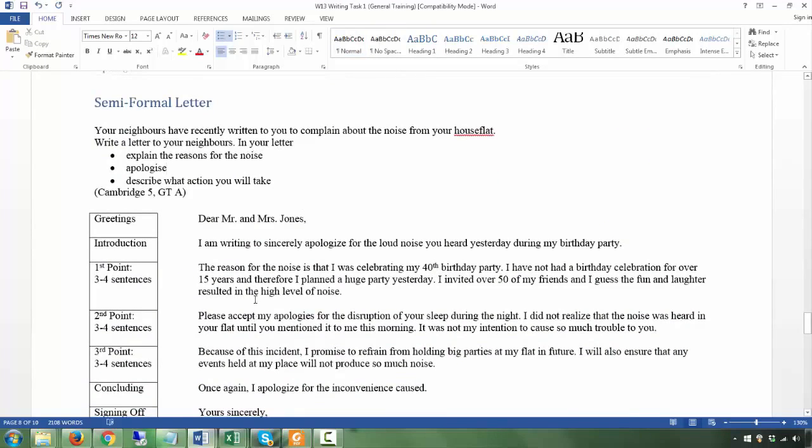Then explain the reasons for the noise. The reason for the noise is that I was celebrating my 40th birthday party. I have not had a birthday celebration for over 15 years, and therefore I planned a huge party yesterday. I invited over 50 of my friends, and I guess the fun and laughter resulted in the high level of noise. Okay, so again, expand a bit, talking about having not had a birthday celebration for 15 years, planning a huge party and inviting 50 of my friends.